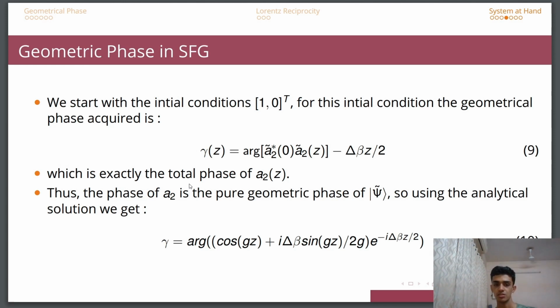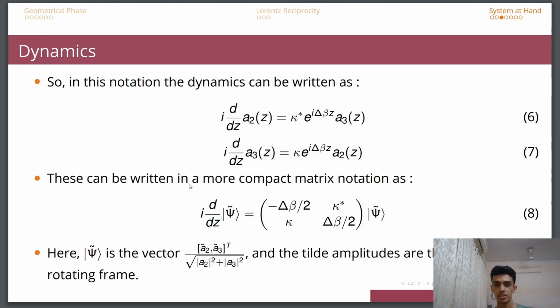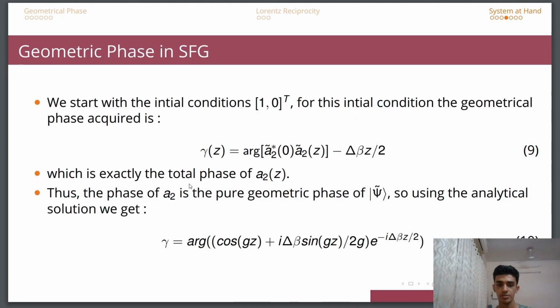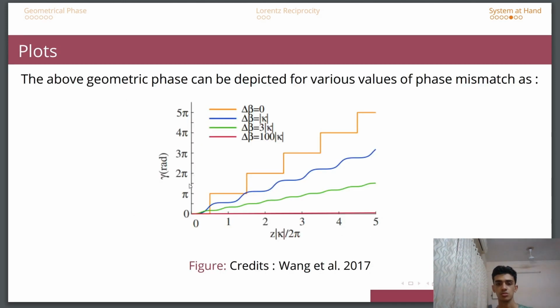And the analytical solution of A2 we already know, we have solved it multiple times in class. Putting that back in, we get the geometric phase acquired up to a distance z. Cool. So this is the plot of the geometrical phase.